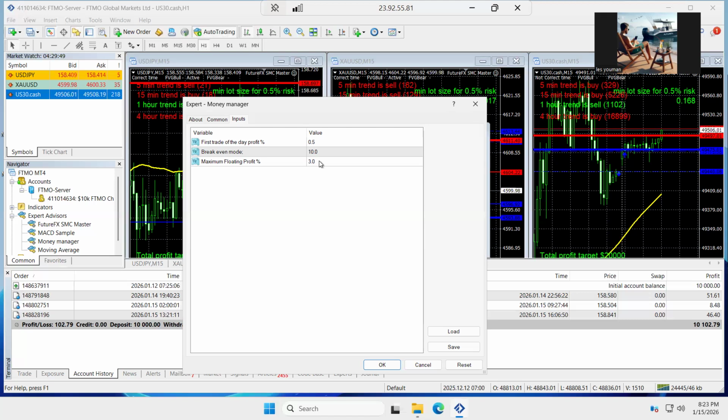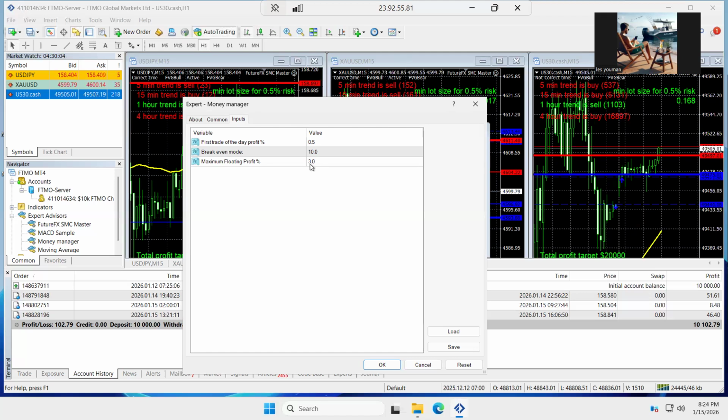And then it's just going to keep doing what it's doing. It's not going to stop trading for the day. It's still going to do whatever the manual trader or the software in this case is doing. So in this case, if it got into 3% profit, it's going to close everything.